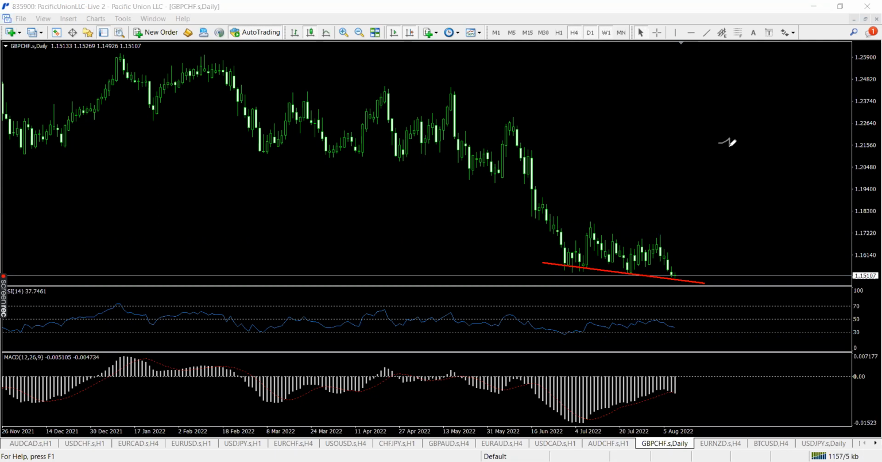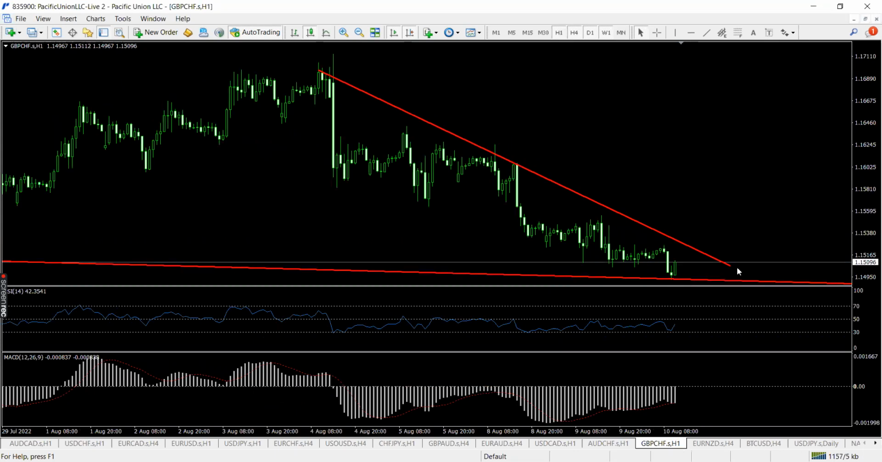So if you zoom down to the 1 hour time frame that we had earlier, then we'll see that that setup is still valid, because what we're waiting for now is for price to break out upwards. This is the falling wedge. So we're expecting a breakout. So we're equally bullish biased on GBP CHF.